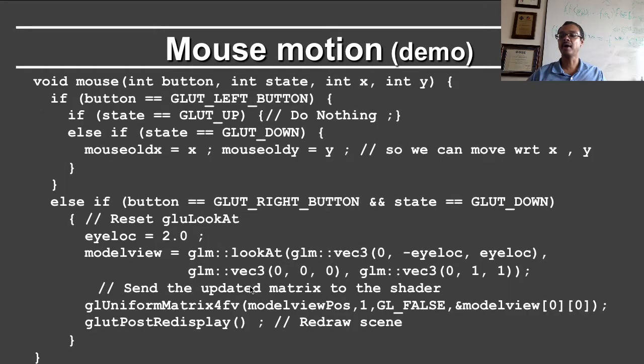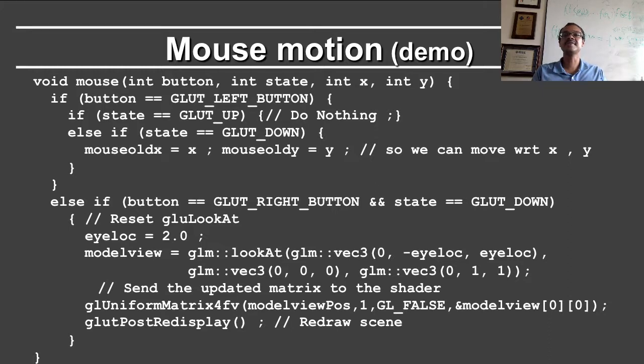We now talk about mouse motion. The input to the mouse command is the button that is pressed, the state, whether it's up or down, and the location where the mouse is pressed, which is x and y. If the button is the left button and the state is up, you do nothing. If the state is down, that means I'm pressing the left button down, we will set mouseoldx and mouseoldy to the x and y coordinates so that we can do a drag. And finally, if the button is the right button and the state is down, then we reset the lookat position.